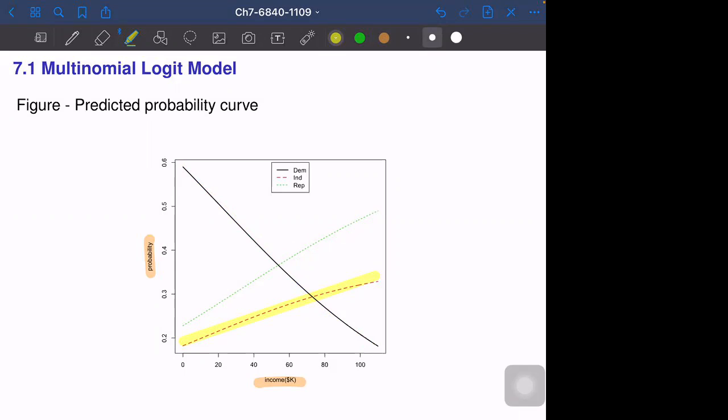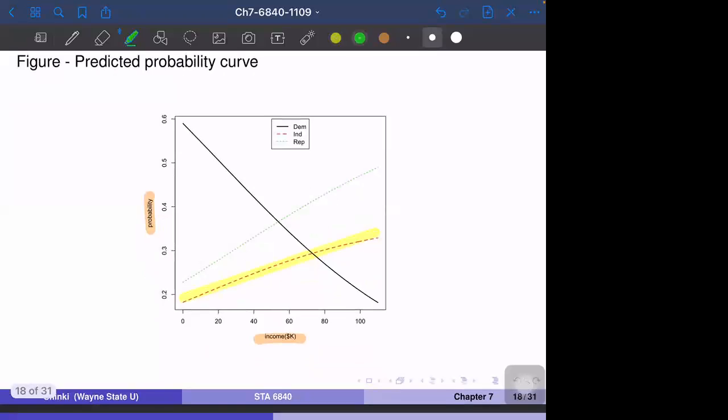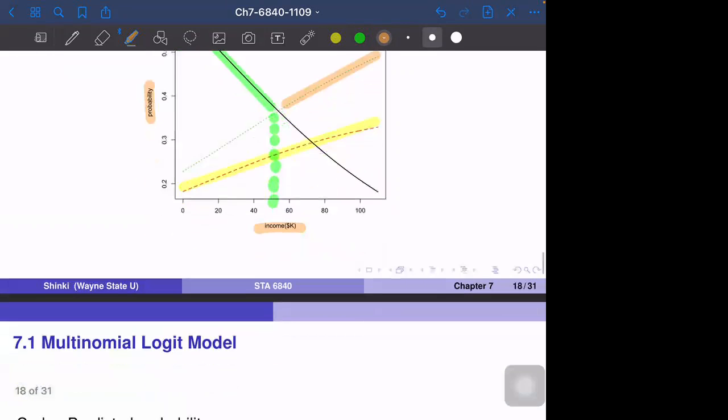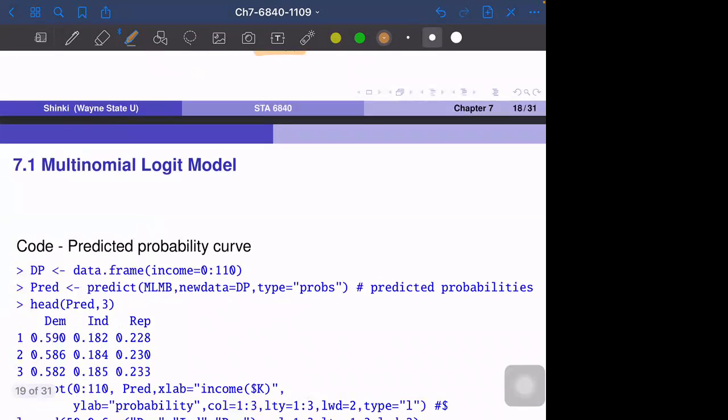So if we think about the largest probability as the predicted value, no observation is predicted as independent. Basically, this part is predicted as Democrat. So if income is less than about 50,000, then it's predicted as Democrat. And higher than that, the Republican. And the independent is always lower than either of these. So no one will be predicted as independent from the income variable.